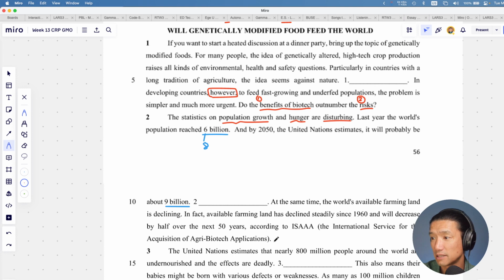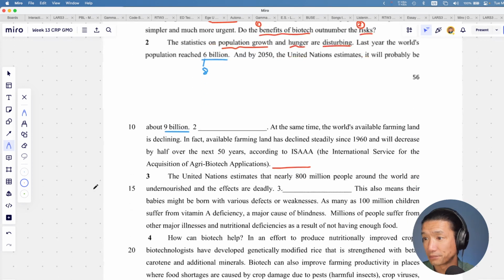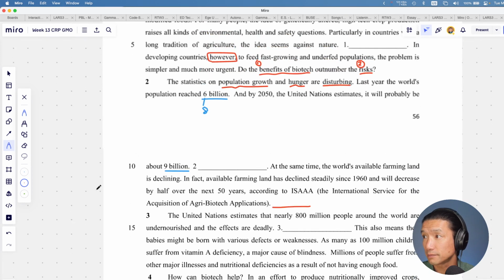You need a concluding sentence here. Why don't we write a concluding sentence? Or at least explain this quote, right? In fact, available farmland declined steadily since 1960 and will decrease by half over the next 50 years. We need a concluding sentence, and we're going to write one. I'm going to write one with you.